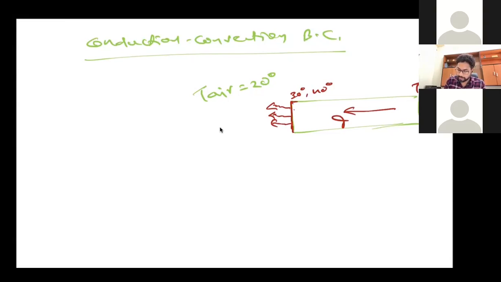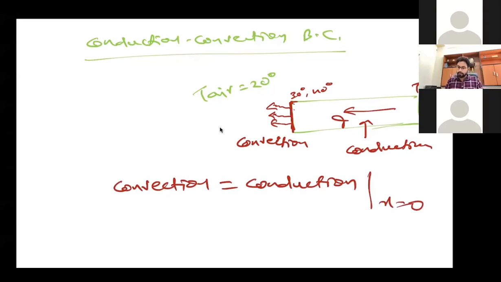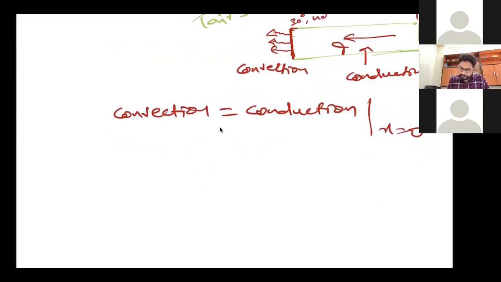So heat transfer will happen, and that heat transfer will be because of convection. Convection, and this heat transfer is happening because of conduction, right? And at this wall, at this point, convection must be equal to conduction, where x equal to 0. Okay, and how much is the convection? We talked about that before.